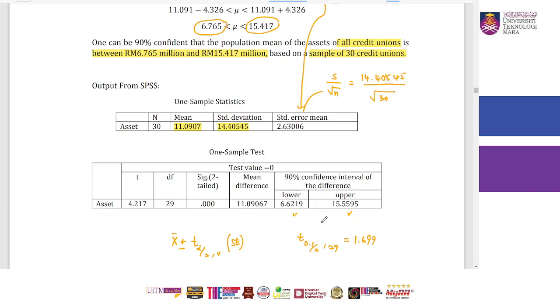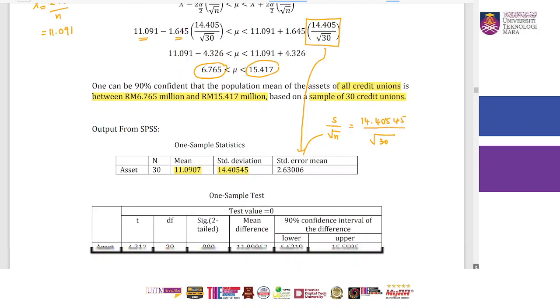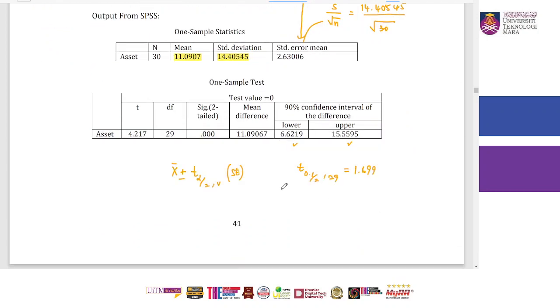So you boleh gantikan dalam formula, you akan dapat nilai ni lah. Dua nilai ni. So this is using the T distribution. That is why it is a bit different from the one when you do calculation manually. So bila kita gunakan calculation manually, kita menggunakan Z alpha over 2. Nilai dia 1.645. And then berbeza dengan nilai T, iaitu 1.699. Okay. Nampak eh?